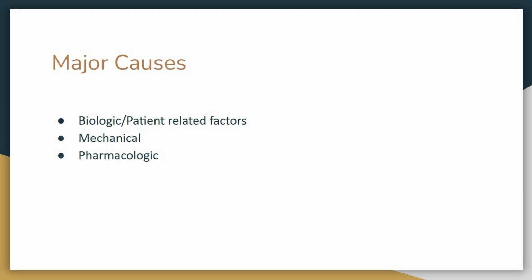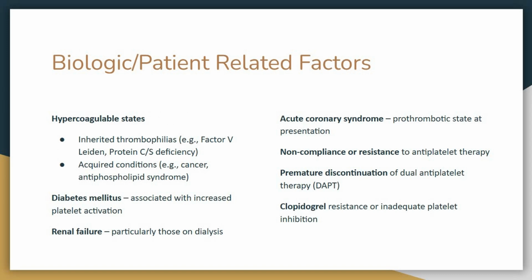Major causes of this are biological, patient-related factors, mechanical, and pharmacologic. With regards to biological, patient-related factors, we think about hypercoagulable states if patients have an inherited thrombophilia, acquired conditions such as cancer or antiphospholipid syndromes. Patients with diabetes are associated with increased platelet activation. Patients with renal failure, particularly those on hemodialysis, have increased thrombotic states. Acute coronary syndrome itself is a prothrombotic state as well.